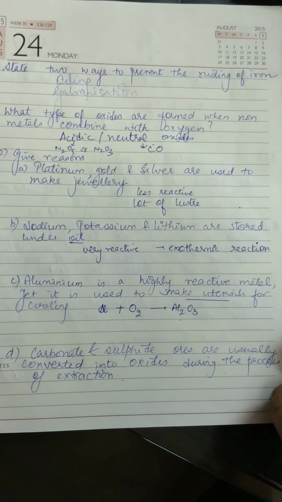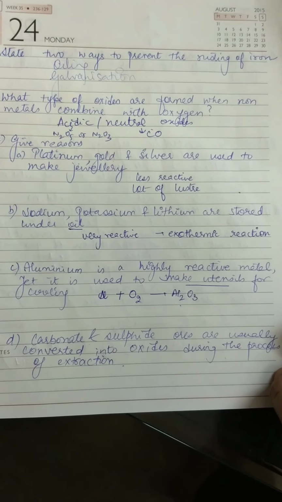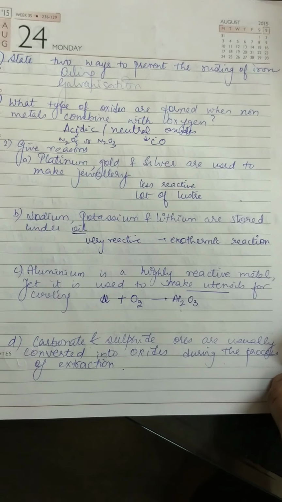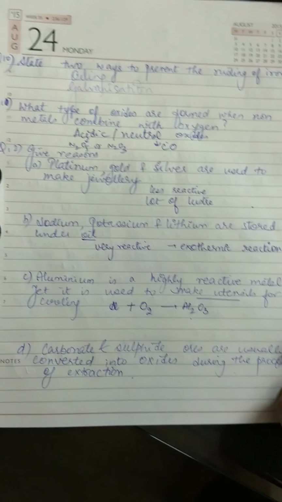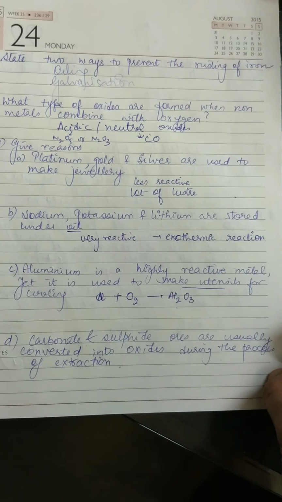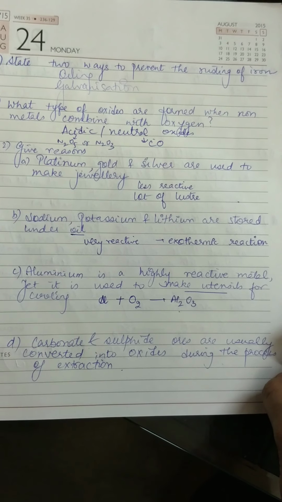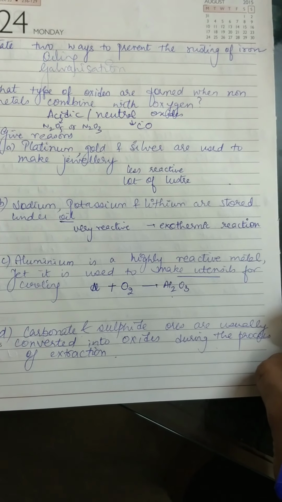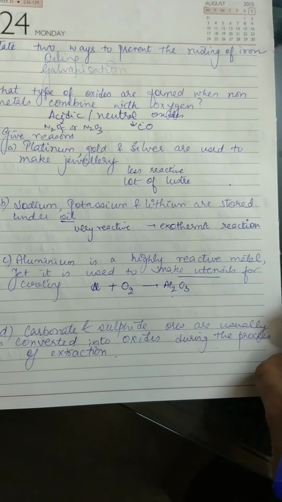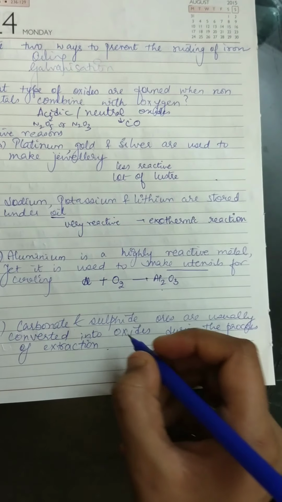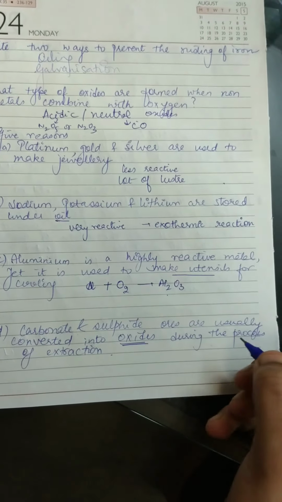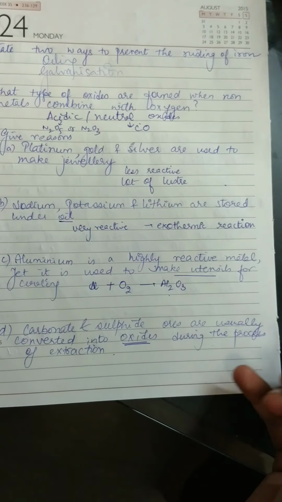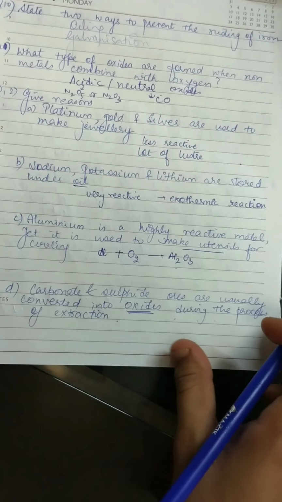Carbonate and sulfide ores are usually converted into oxides during the process of extraction, because extraction of metal from oxides is comparatively easier than from carbonate and sulfide ores. So it is easier to obtain metal from oxide ore. Therefore, we have to convert these ores into oxide ores, and then we extract the metal.